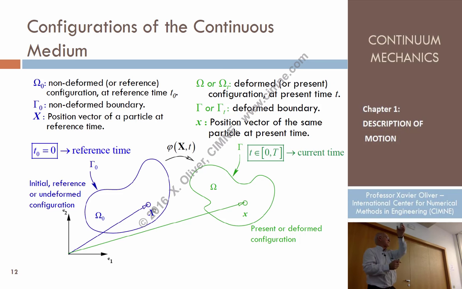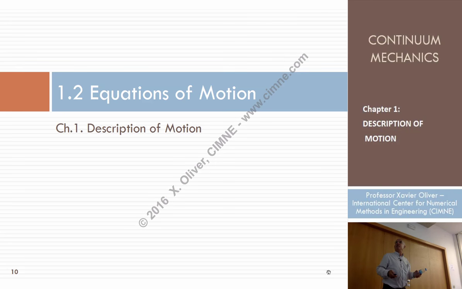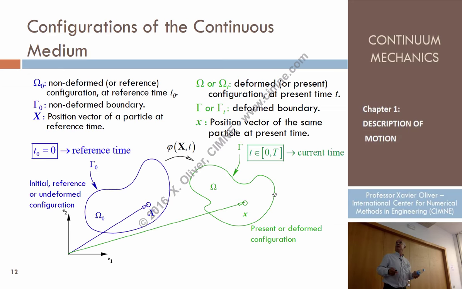And then if I continue moving, then I have different configurations until arriving at the final time of the analysis. So the word configuration refers to the locus of the positions occupied by the material points, the particles, of the continuous medium at a given time. Okay? So there are as many configurations as... how many configurations? Infinite, because we can have infinite times in any continuous interval as this. So we have infinite configurations.